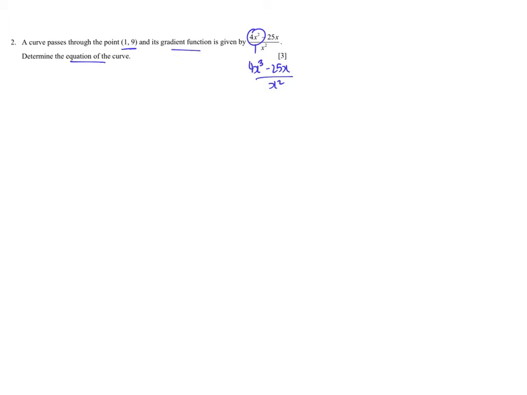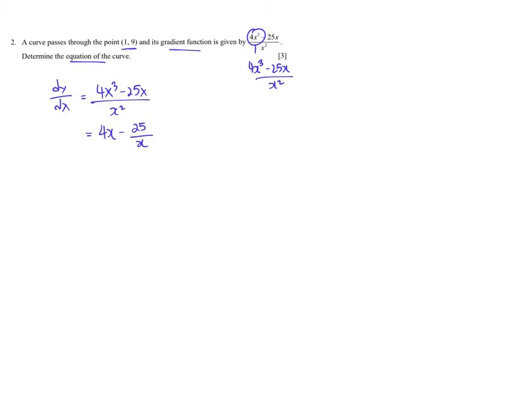Alright, so what does it mean by the gradient function? I hope you recall that this is actually our dy/dx, which we have to be (4x cubed minus 25x) over x squared, which we can simplify further to give me 4x minus 25 over x.